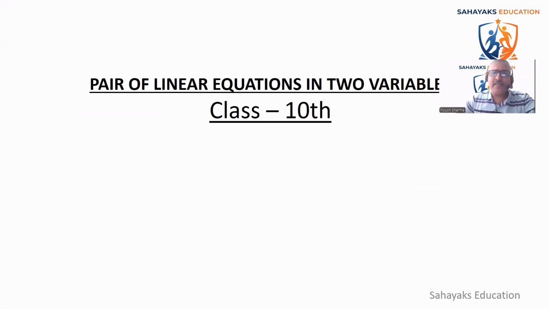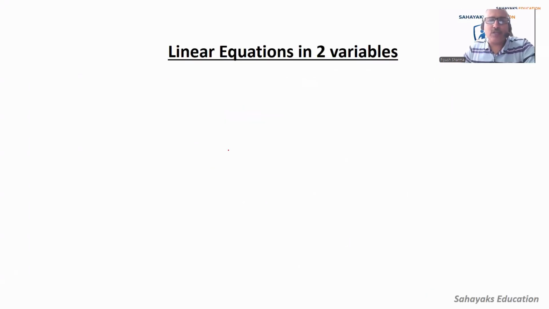So it's a pair of linear equations in two variables. Please understand what is the meaning of linear equation in two variables. So first, let's talk about linear. What is the meaning of linear?